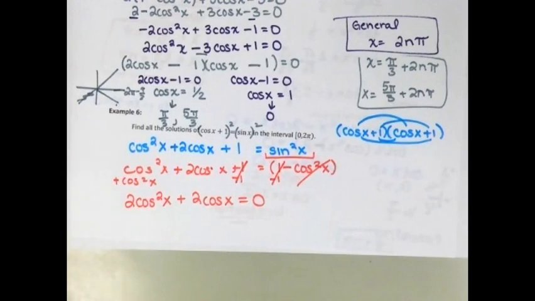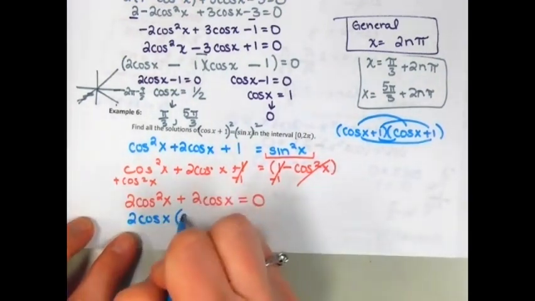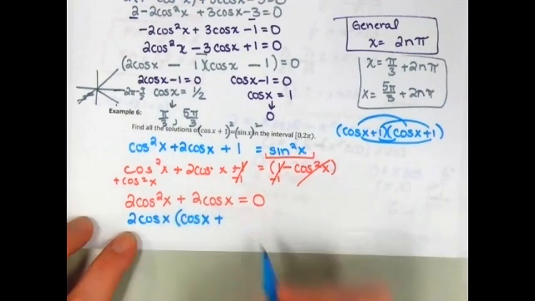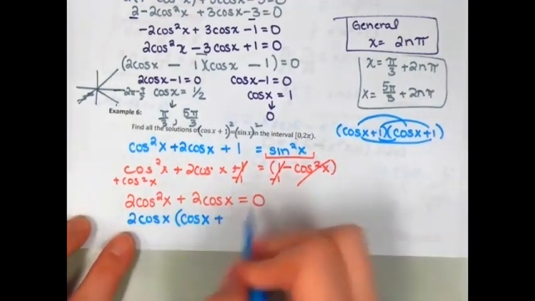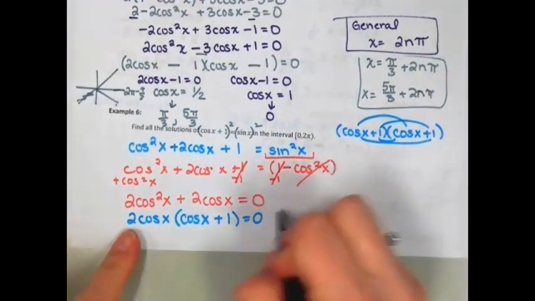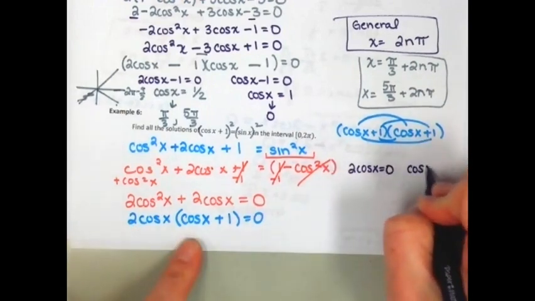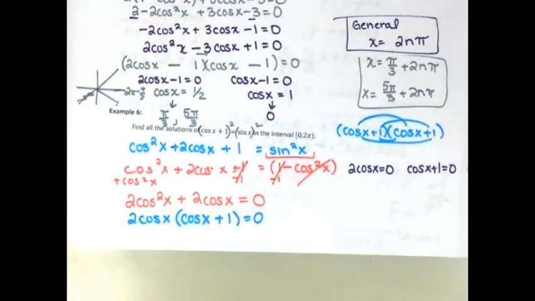Now, from here, what would you guys do? We need to factor. So what is my GCF between 2 cosine squared and 2 cosine? 2 cosine. So I can take 2 cosine off, and I'm left with cosine plus what? 1, yep. And now, since we're factored, can we set each part equal to 0? So we have 2 cosine x equals 0 and cosine x plus 1 equals 0. You guys okay with that?